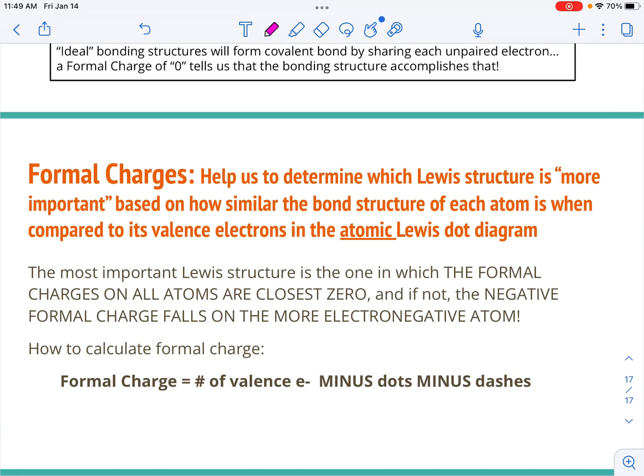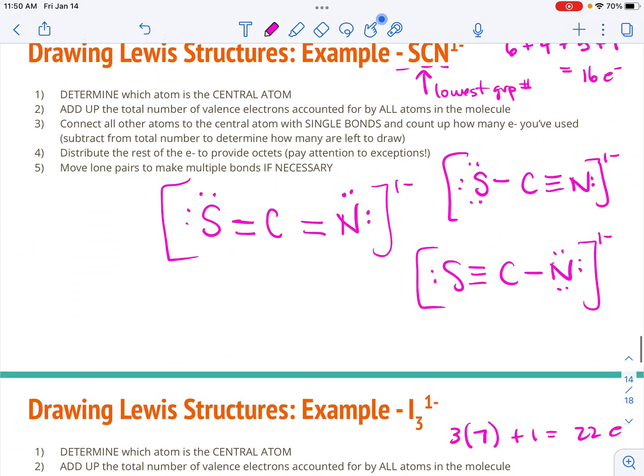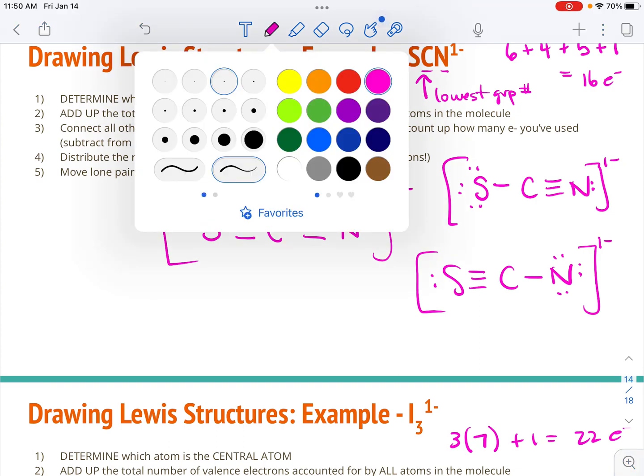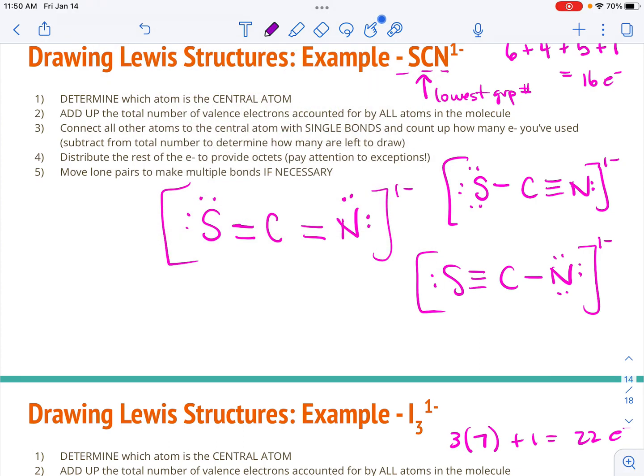And the way that your book tells you looks like a complicated formula, but the way that I always do it is the same idea, just more simple, which would be it's the number of valence electrons you would have minus the number of dots on that atom minus the number of dashes on that atom. And you do them for individual atoms. So let's come back up here to thiocyanate, where we have some decisions to make, and calculate the formal charges.